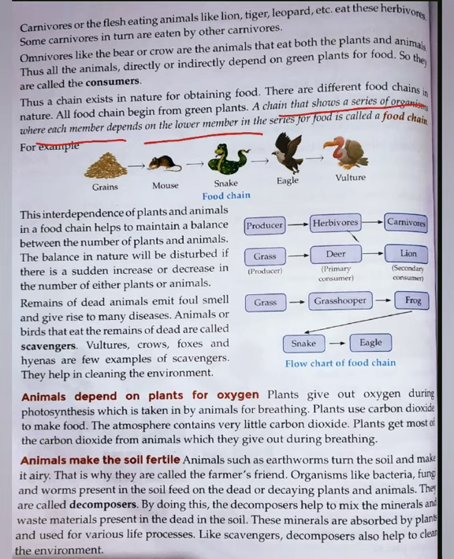Animals or birds that eat the remains of the dead are called scavengers. So what are scavengers? Animals or birds that eat the remains of dead animals. So they are called scavengers. Examples: vulture, crow, foxes, or hyenas are a few examples of scavengers. So they help in cleaning the environment.